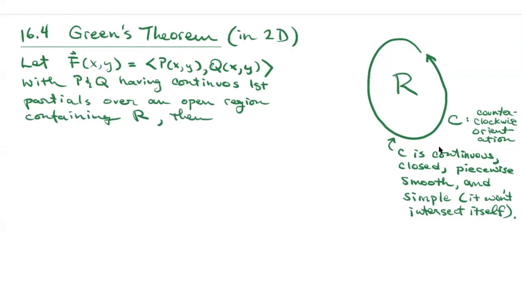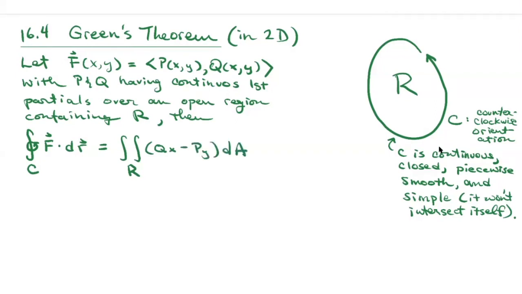Then here's Green's theorem. It just says that the work integral along this curve C, and notice I'm going to put an orientation on the curve, so that's curve C with counterclockwise orientation of f dot dr, that's just a work integral, is the double integral over the region inside of Q_x minus P_y dA. So that converts a line integral into a double integral.